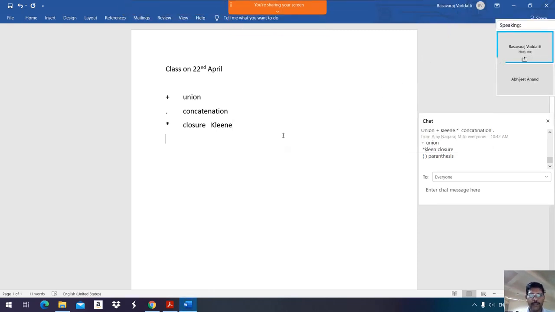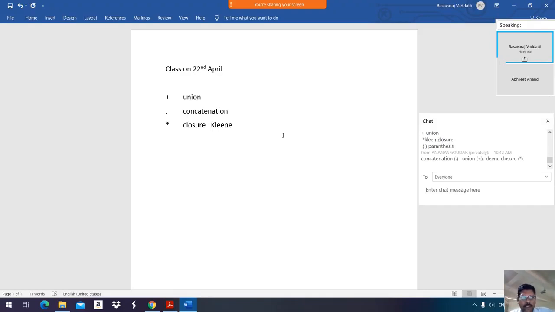Are these three operators clear to all of you? Plus stands for union, dot stands for concatenation, and star stands for Kleene closure. Usually, dot is not explicitly mentioned. And do not assume that star is used as multiplication here. No, star is used as a closure operator, specifically the Kleene closure. And plus is used as a union of strings, or union operator.